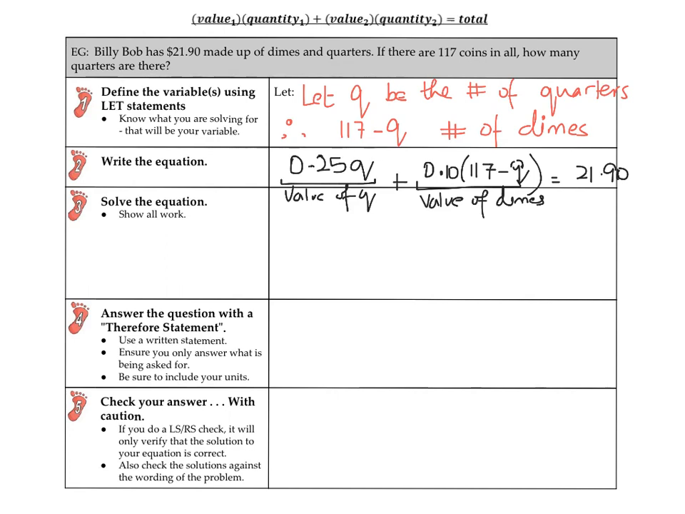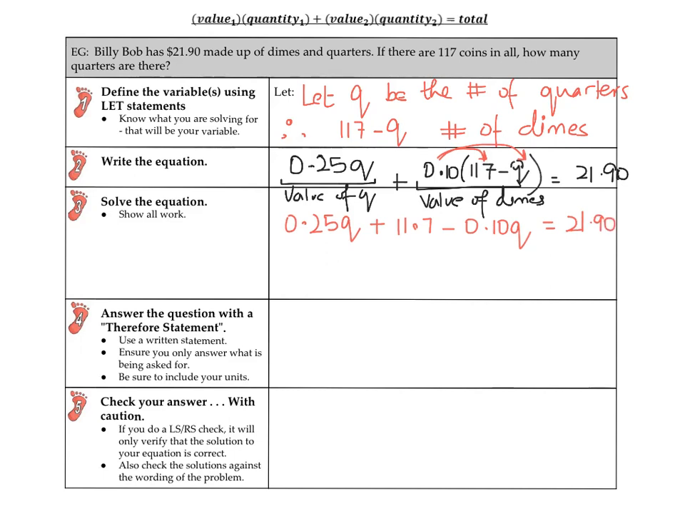This is our equation now, and we are going to use it to simplify and solve for the value of Q using algebra. Our first step would be to distribute, because we have brackets. We multiply inside the brackets. So what do we get? We get 0.25 Q plus 0.10 times 117, which would be 11.7, minus 0.10 Q equals 21.90.